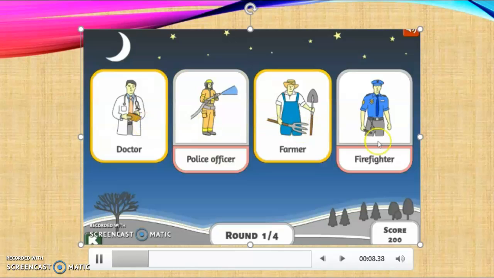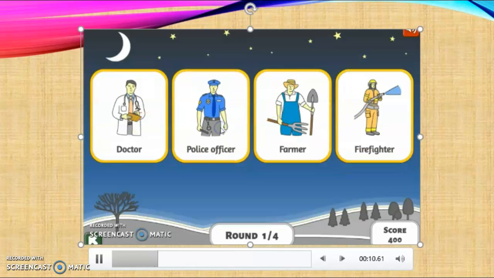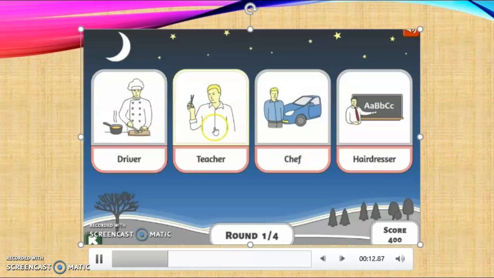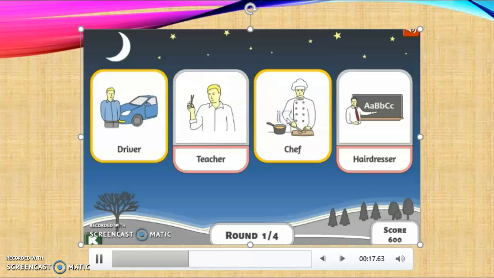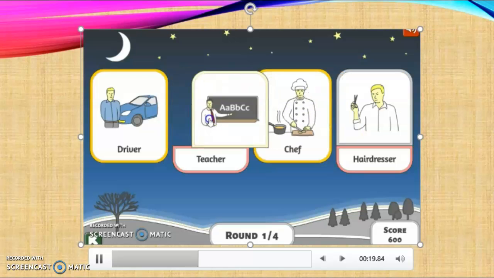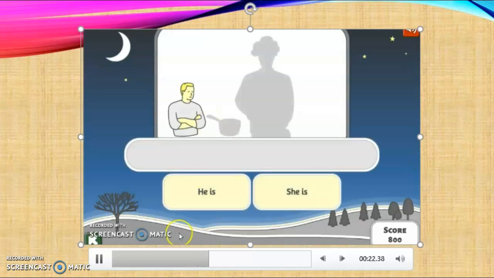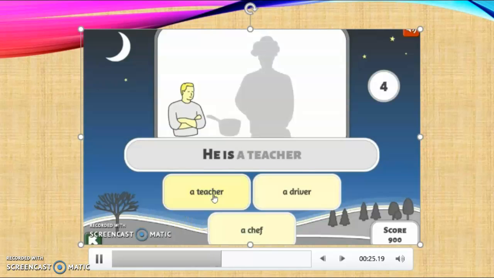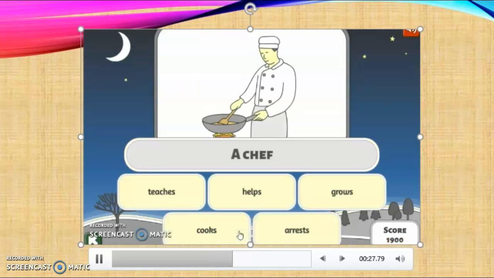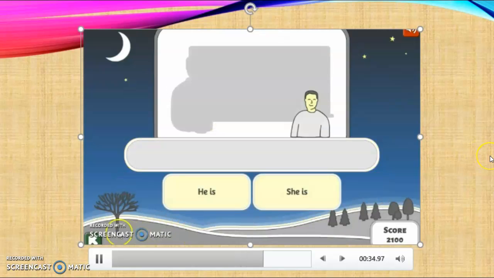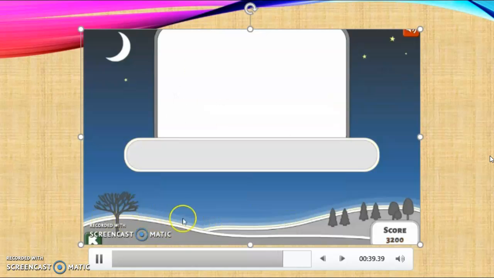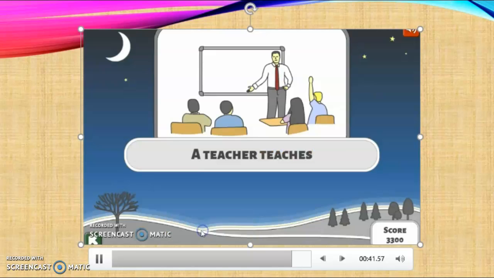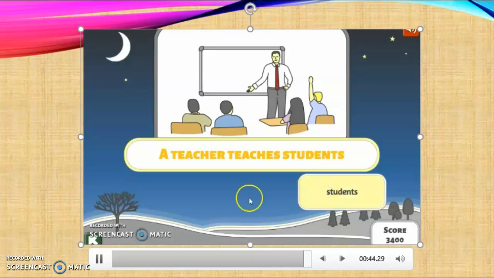A doctor, a police officer, a driver, a chef, a teacher. He is a chef, a chef. He is a teacher, teachers, students.